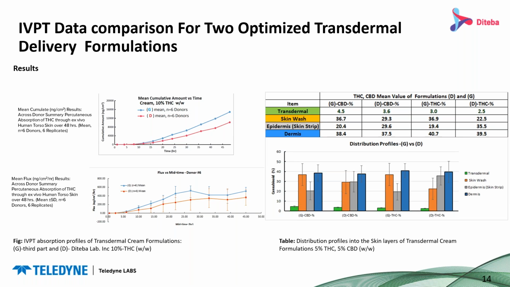IVPT data comparison for two of these case studies: we compare in vitro absorption profiles of 3 different sponsors' formulations and 1 in-house, totaling 4 cream formulations. The 2 most optimal carriers, Daitibas lot and a presented breakthrough transdermal technology, which they call liquid needle technology, showed quick and deep penetration into and through skin.